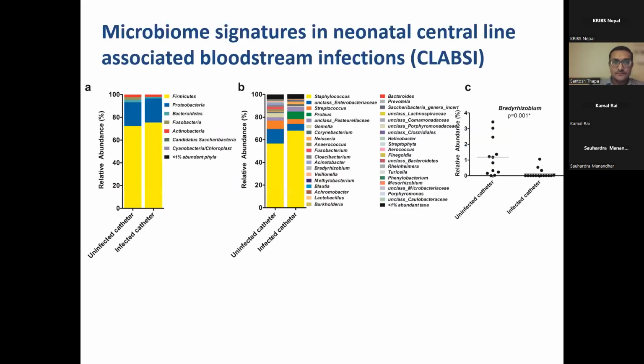So this is one of the studies that we published back in 2020, where we looked at the microbiome signatures in neonates with central line associated bloodstream infection at Texas Children's Hospital in Houston. So basically the study design was that we used the catheter biofilm microbiome with and without Klebsiella infection.